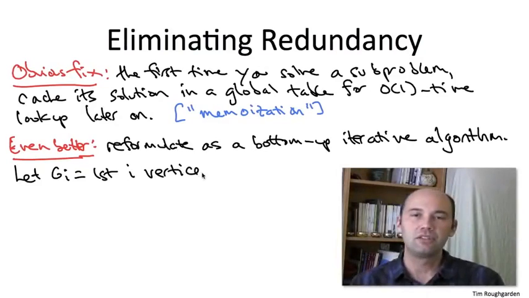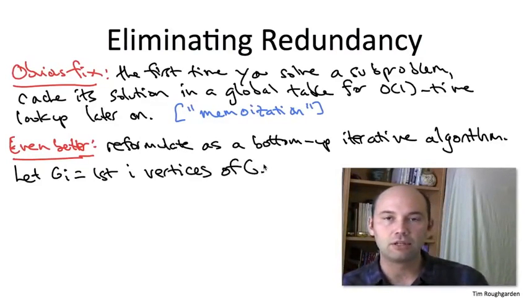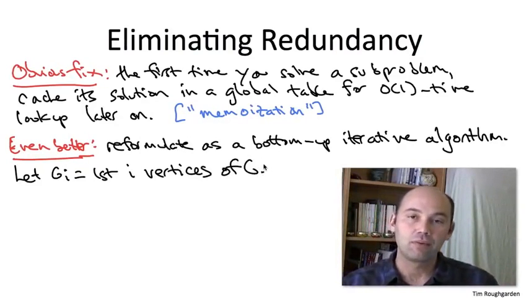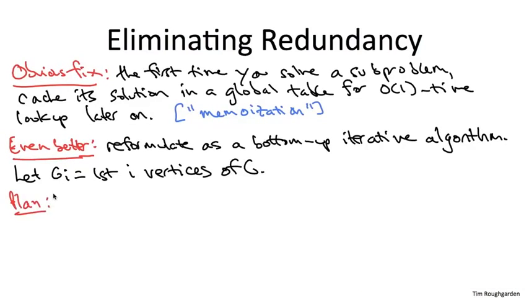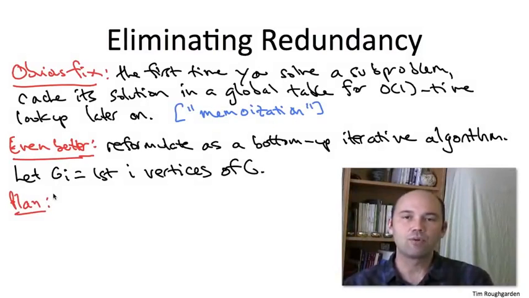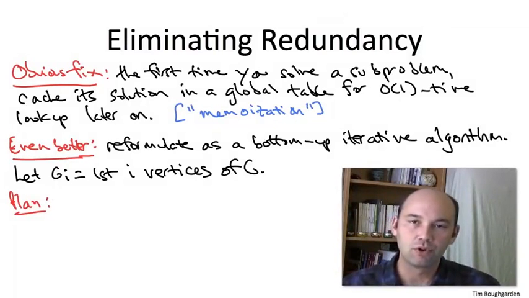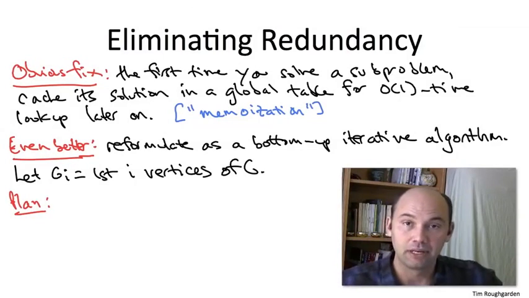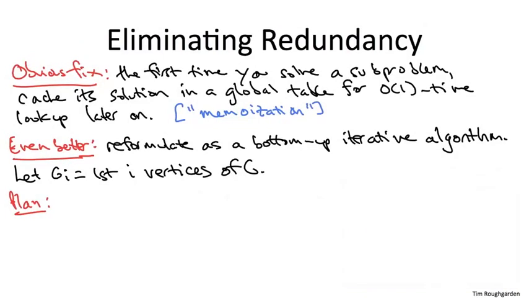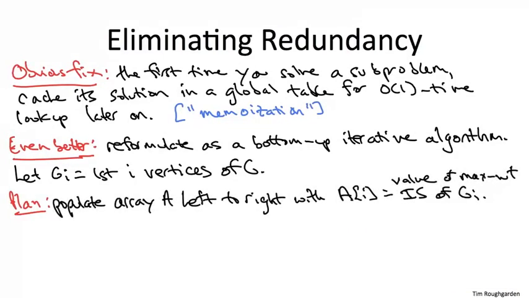A little bit more precisely, let me use the notation G sub i to denote the subgraph of the original graph consisting of the first i vertices. So we're going to have an array with the same semantics as in the recursive version. The ith entry denotes the solution to the ith subproblem, that is the max weight independent set of G sub i, and the plan is to populate that bottom up, that is from left to right.